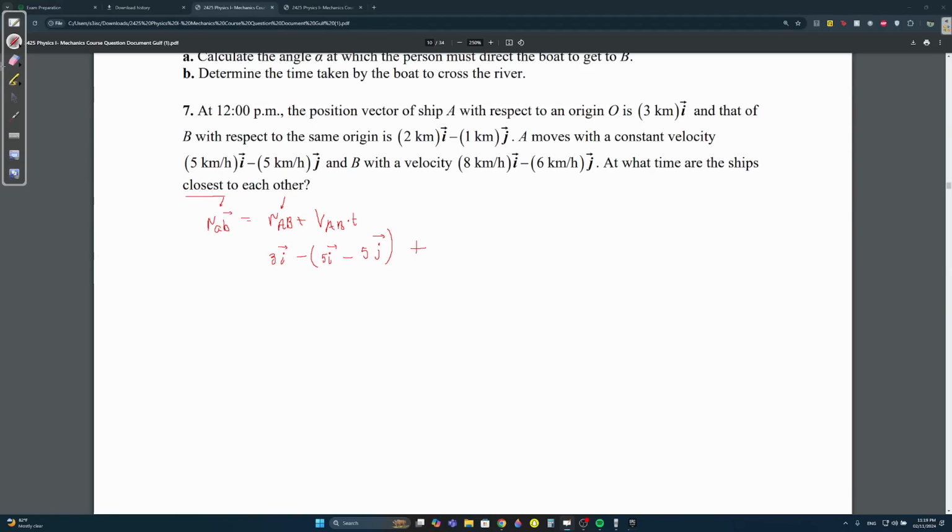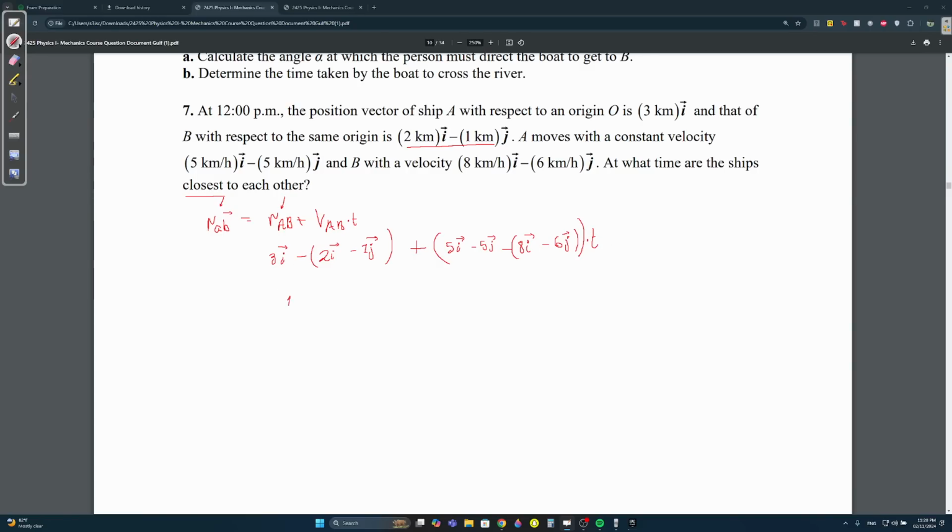5. Oh, no. On B isn't this. Sorry. B is 2i minus 1j. So 2i minus 1j. Plus VABT. VA is 5i minus 5j. This is VA. Minus VB, right? VB is this. So minus 8i minus 6j. Close, multiply by t. Simplify.